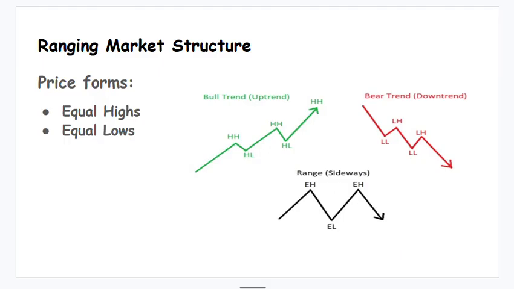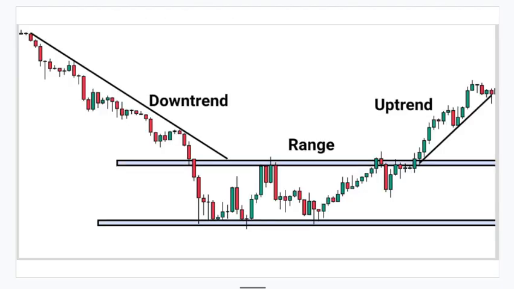So far we've discussed a bullish market trend that's making higher highs and higher lows. We've also talked about a bearish market trend, which is making lower lows and lower highs. And we also talked about when the market is moving sideways, it's making equal highs and equal lows. So this is an example of everything we've discussed on a price chart.